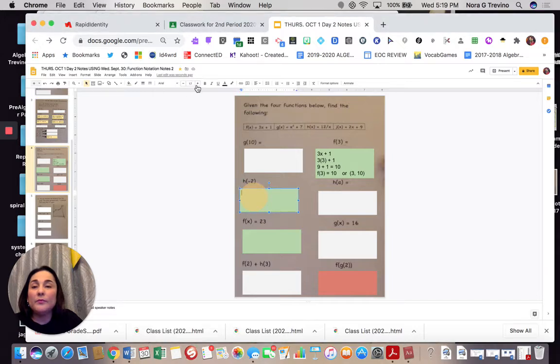The next one, h of -2. So they're telling me to take the h one, the one that says 12 divided by x. And because the -2 is inside the parentheses, it's what I'm going to input for the x, so 12 divided by -2. And of course, that is -6. So I can write h of -2 equals -6. And of course, I can write it as an ordered pair, -2, -6.